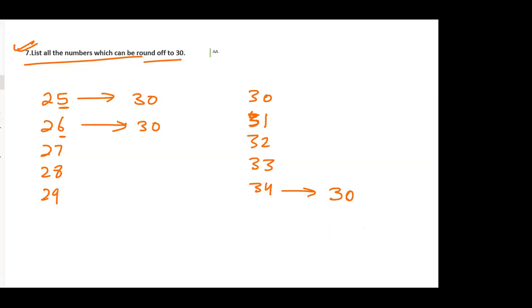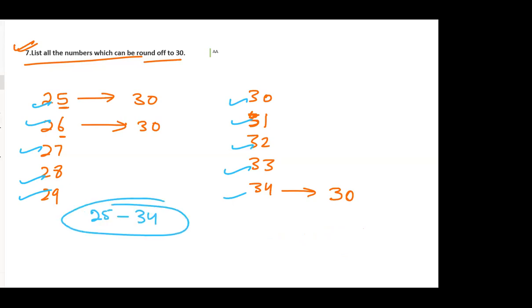So the numbers are what, students? 25, 26, 27, 28, 29, 30, 31, 32, 33, 34. So from 25 to 34, these are the numbers that, if they are rounded off, we'll get 30 only. Okay, is it clear, students?